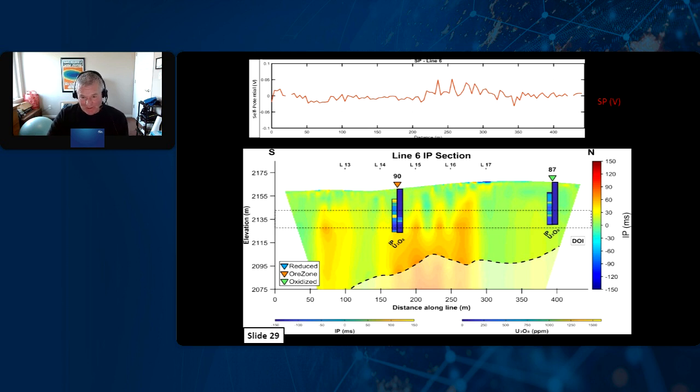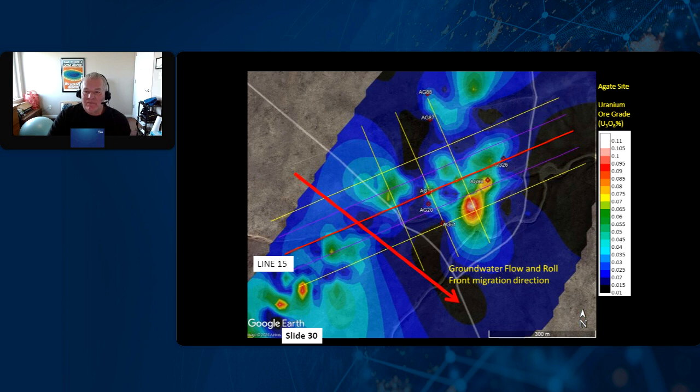We know at well 90, we have a really high lower sand or middle sand IP response in the borehole data, and we basically see it on the surface too. And then we get out into this oxidized area. So this area is spent and we really have no significant IP response. So that's encouraging.